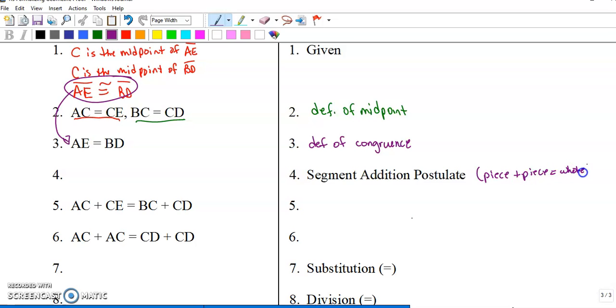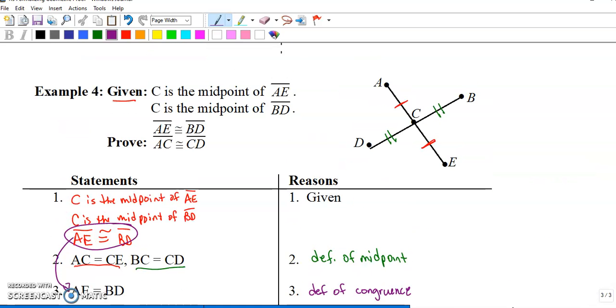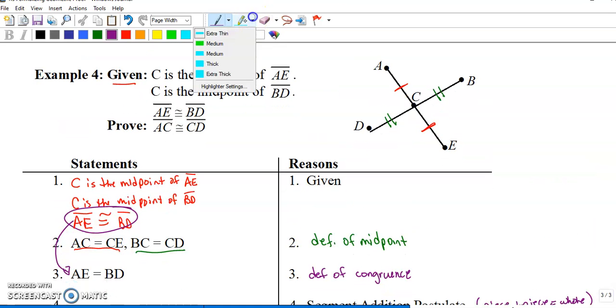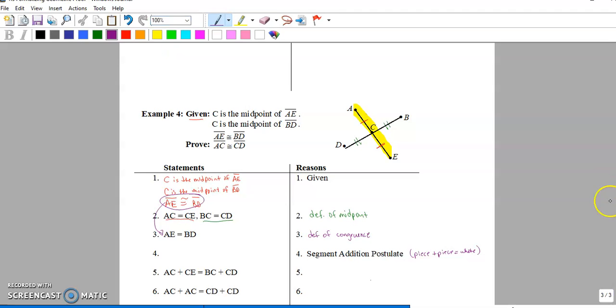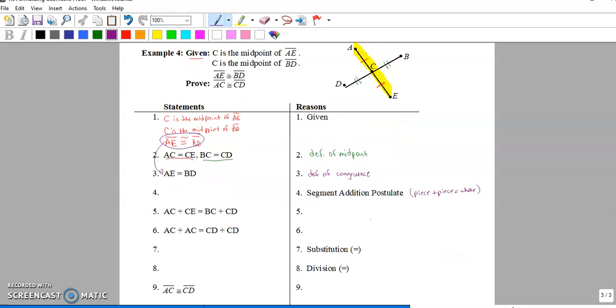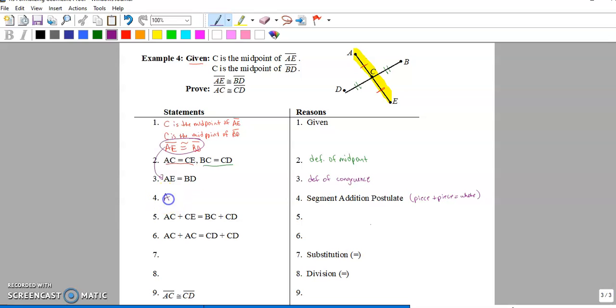So if we're using segment addition up here, we can do piece plus piece equals whole thing on this. Okay, well, the pieces are AC and CE. So I would say that AC plus CE equals AE. Okay, it's just piece plus piece equals whole thing.